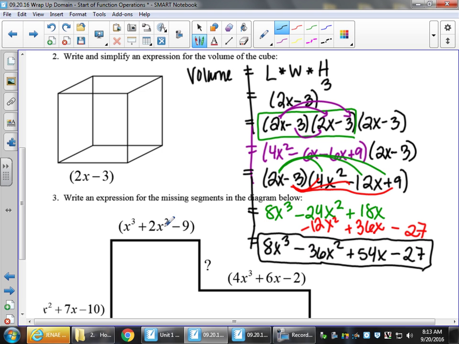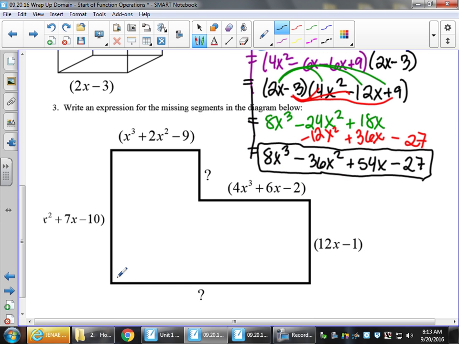Fantastic. Tonight's homework is just to work on number 3 on this. Just to work on number 3. And then tomorrow we're going to start class off with our official function operation notes. Right?